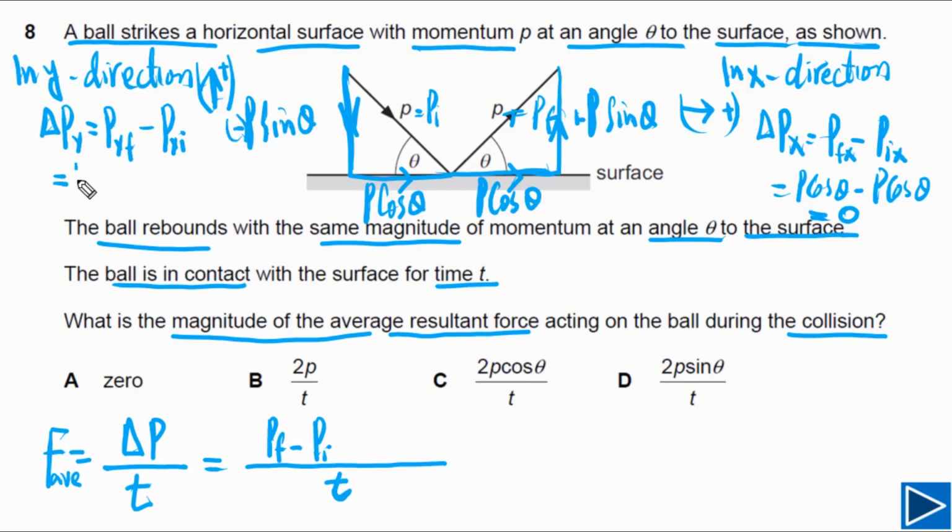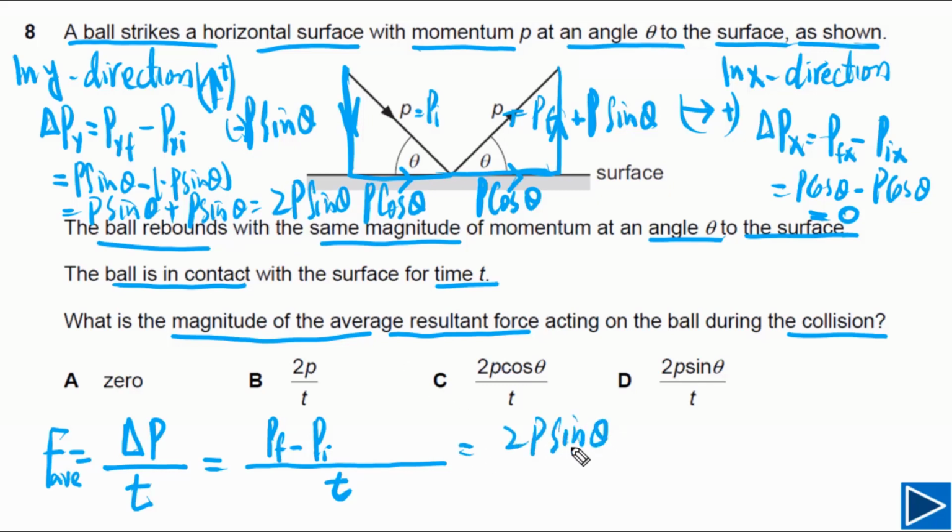Simply we need to plug in values. So P final is P sine of theta, and P initial is minus P sine of theta. Now minus minus, if we multiply, is plus, so this is P sine theta plus P sine theta. Simply this is equal to 2 P sine theta. So this is the change in momentum. So we can simply write this is 2P sine of theta divided by T. So our final answer is D.